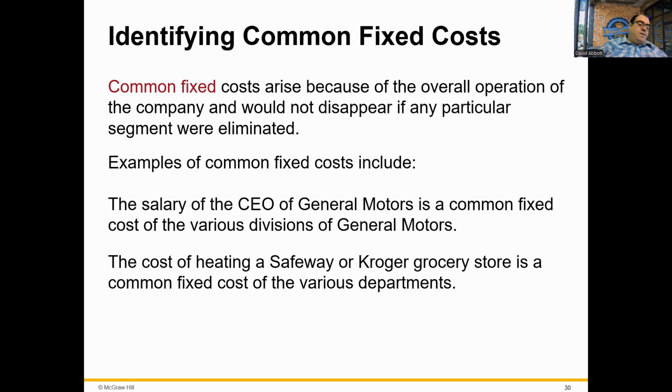Another example might be the cost of heating of a Safeway or a Kroger grocery store would be a common fixed cost of the various departments. So the grocery department, the produce department, the bakery, the deli, and so on and so forth. Because the reality is you're heating up the entire store, not just one particular area of that store.